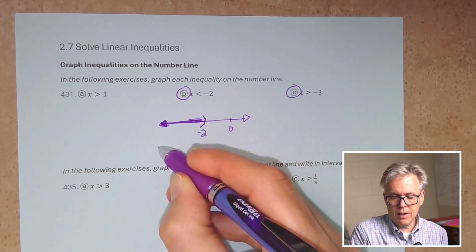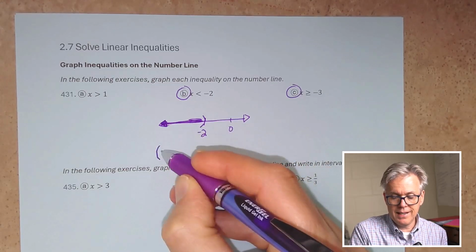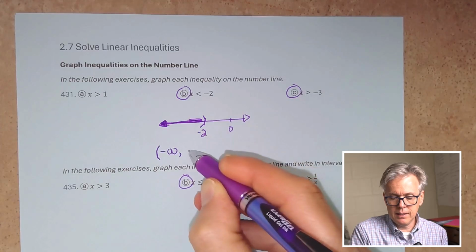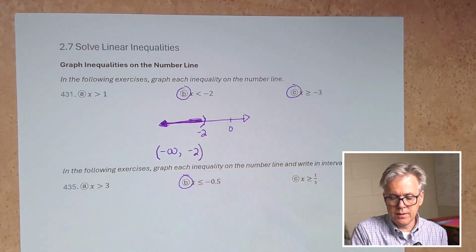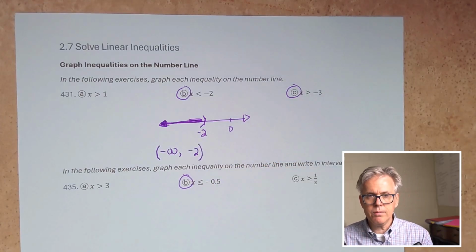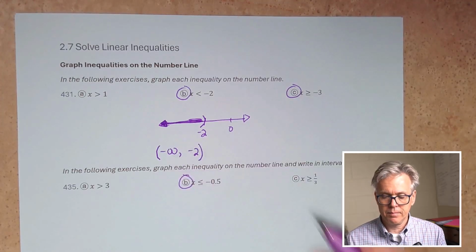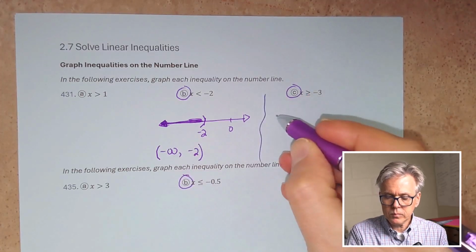We're going from left to right, and so we're starting from the -infinity side. So -infinity, comma, and then we end at -2, and it gets the parentheses. If it were equal to, we would use the hard bracket on the number. The infinity always gets the parentheses. Okay, what about part C?